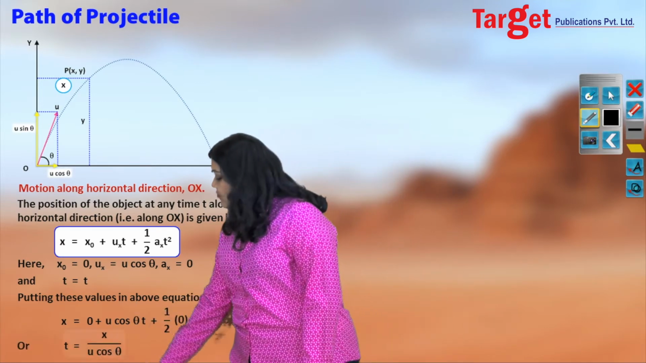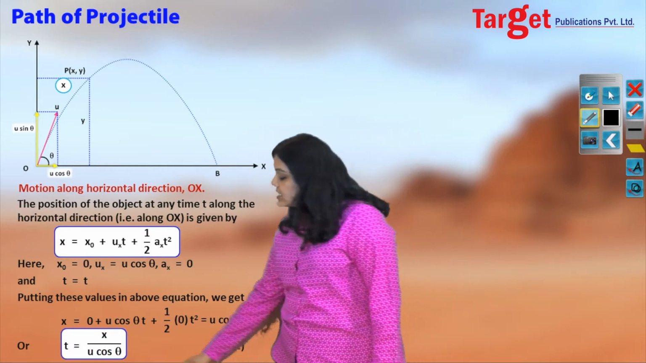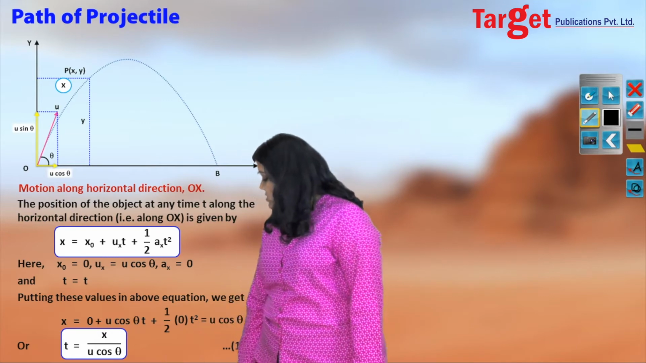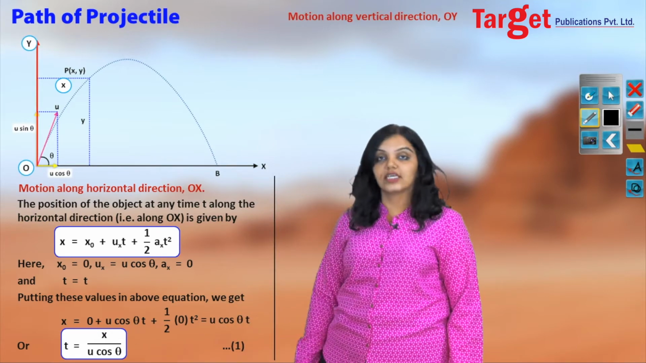From this, I get a final value for t, that is t is equal to x upon u cos theta. I'm going to need this equation, so I'm going to save it. This is my first equation.